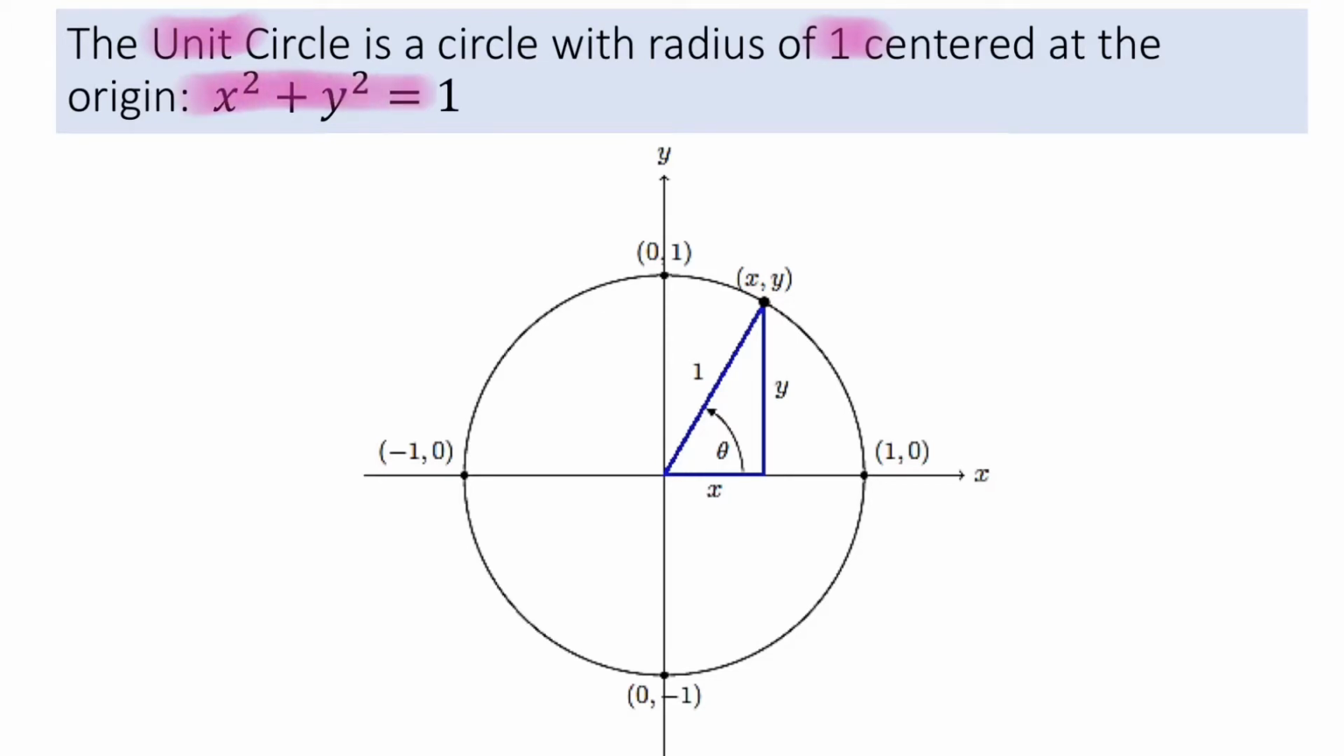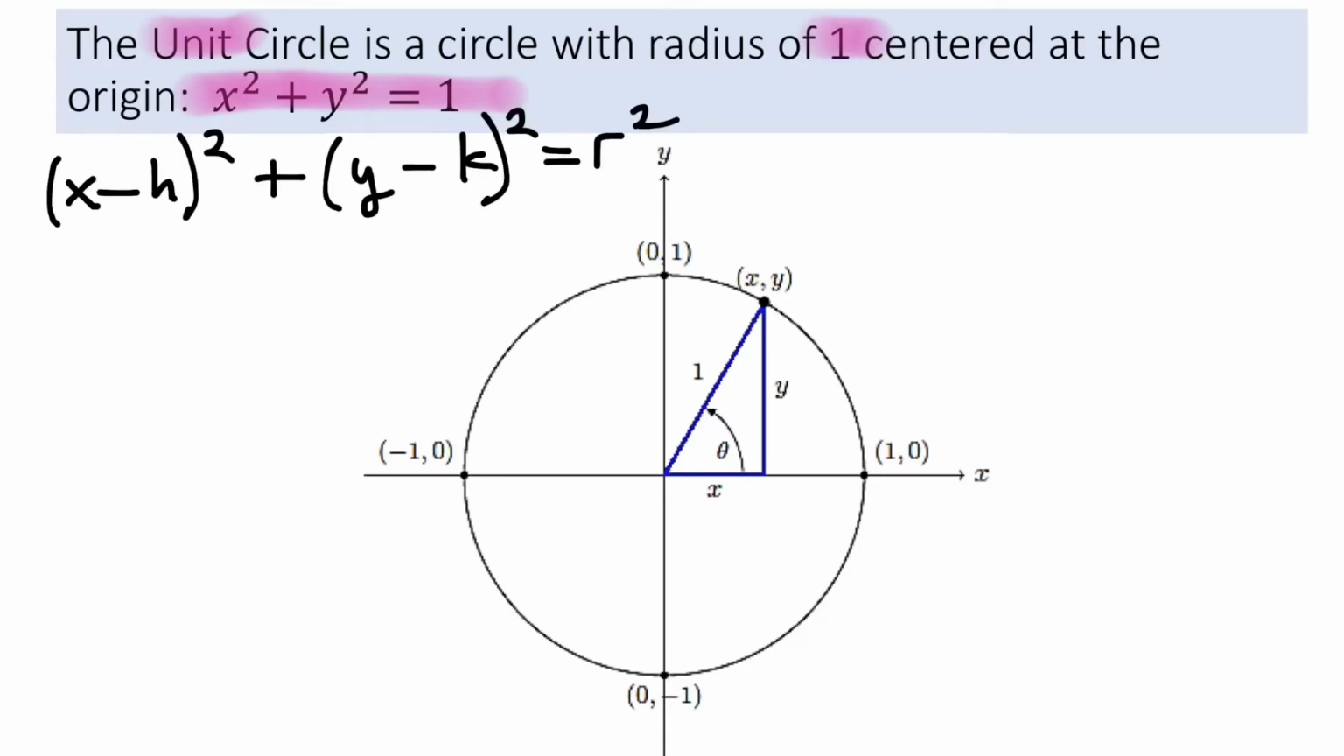Now this equation here, the equation of a circle, comes from the standard form of the equation of a circle, which looks like this. So if h is 0, the x-coordinate of the center, and k is 0, the y-coordinate of the center, and r is 1, then we end up with x squared plus y squared is equal to 1. So this is the equation of the unit circle.